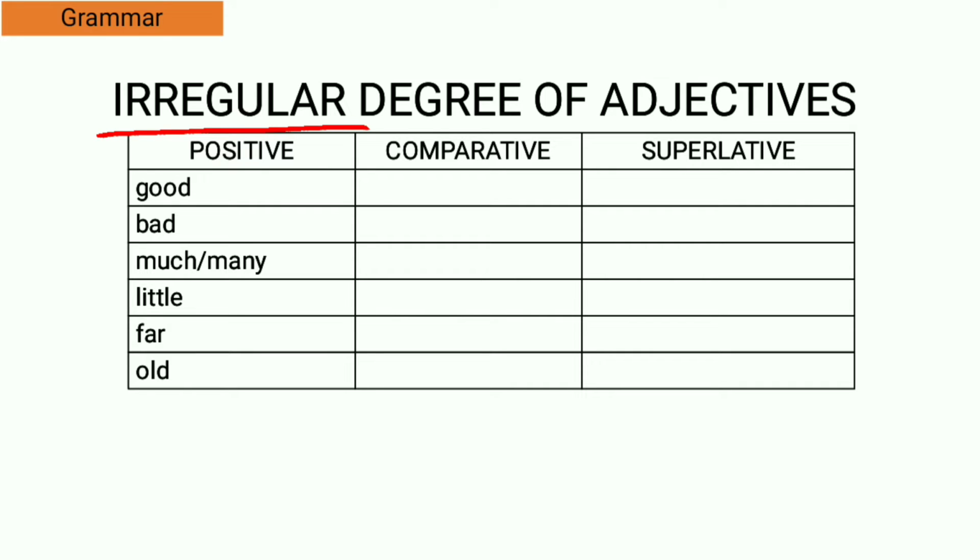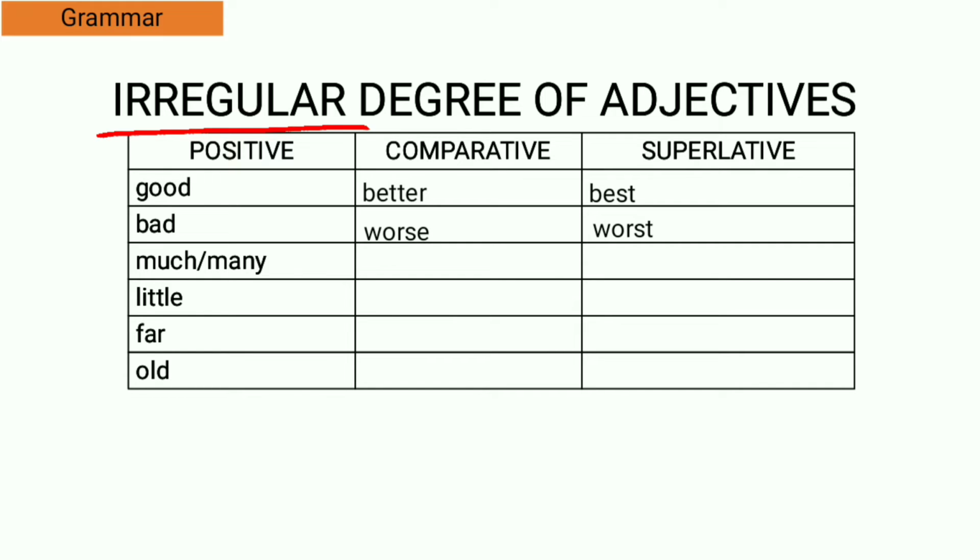So let's see how we can form the comparative and superlative of good. Look at good first. Good becomes better and best. We cannot say gooder and goodest because good is an irregular adjective. Now let's move on with the word bad. Bad, worse, worst. Again, it's not badder and it's not baddest because it's an irregular degree of adjective. Badder, baddest is not in the rule and there is no such word.